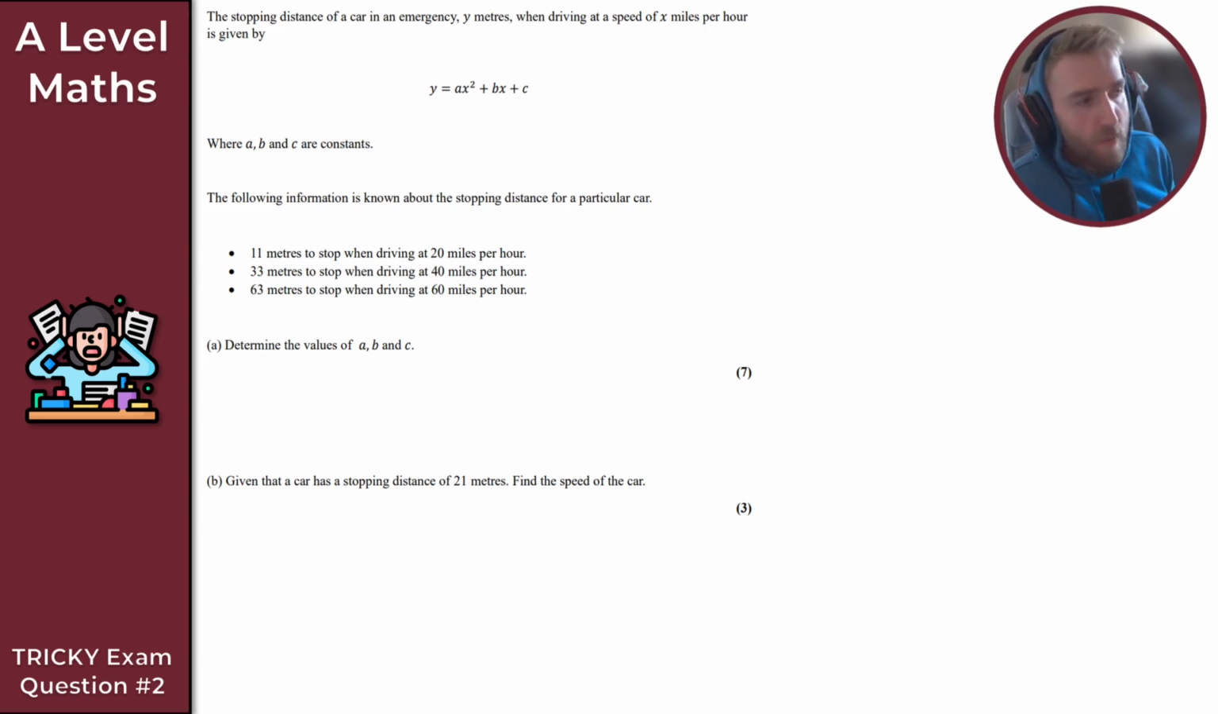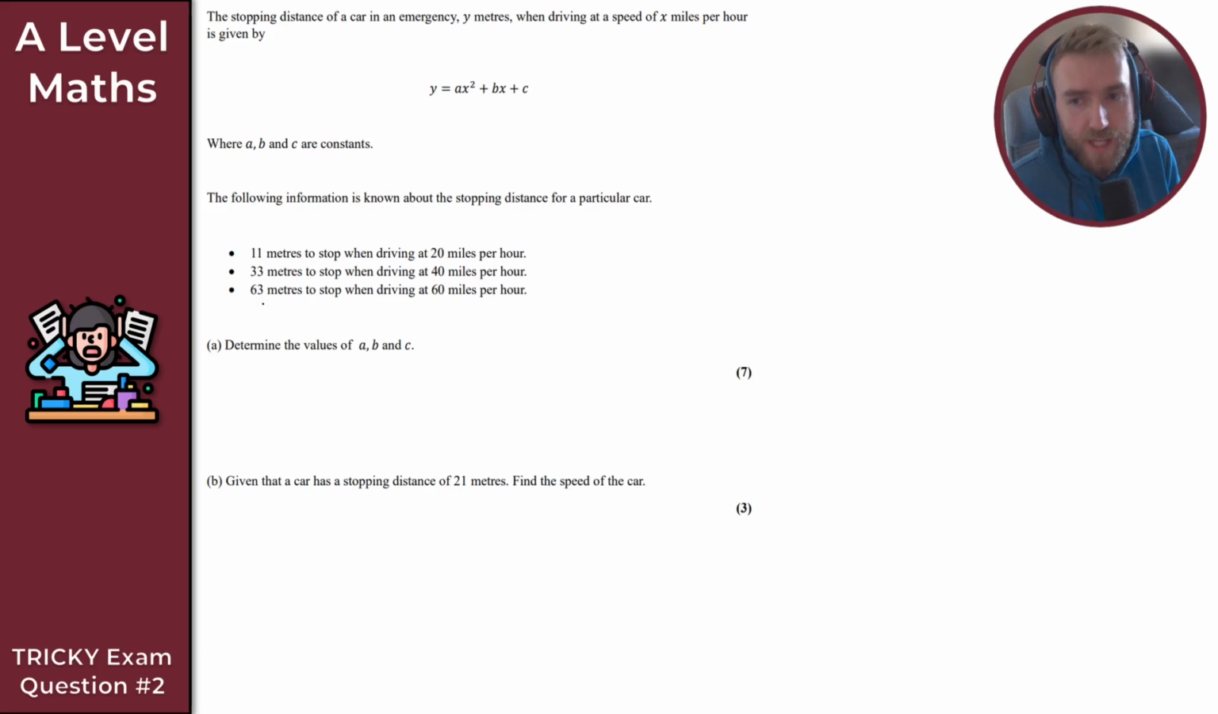Now, where can we really begin with this question? There's quite a lot going on, and I think probably the most challenging part is deducing where we actually begin. But to begin with, I'm going to form some simultaneous equations. Pretty similar to the previous question, we begin by forming simultaneous equations. Now, how do we do that? Well, we just use this information here.